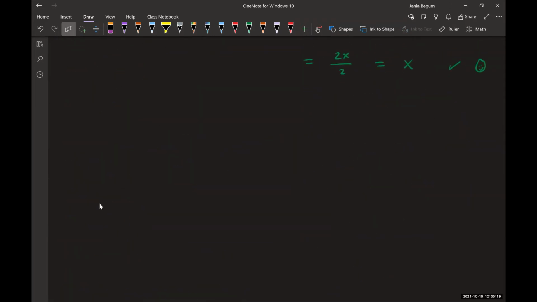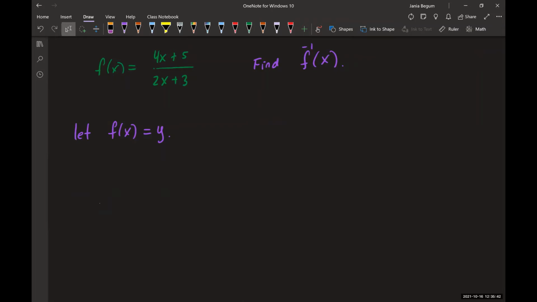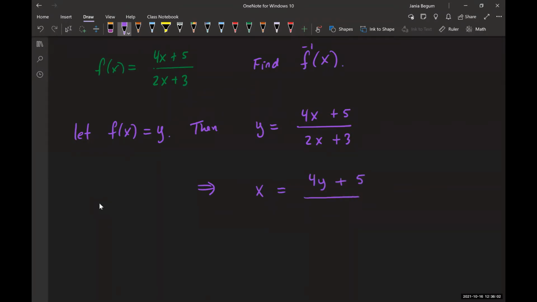Okay. So if I give you any function, you should be able to find the inverse formula by doing the following procedure. So we want to find the inverse function of x. The first step is to let f of x be equal to y, and then rewrite the function. So now we have y is equal to 4x plus 5 over 2x plus 3. The next step is to switch x and y. So now x is equal to 4y plus 5 over 2y plus 3.